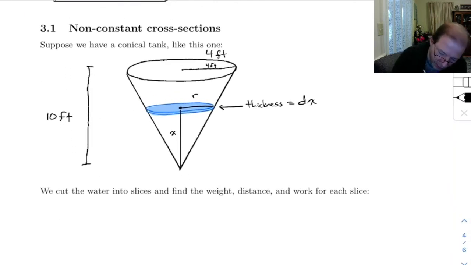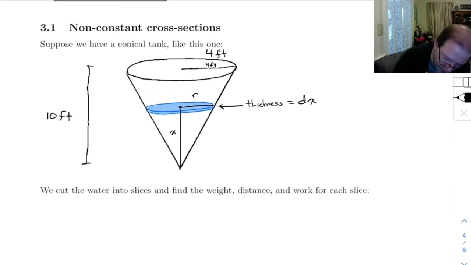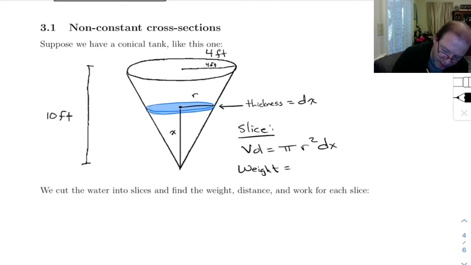And we know that the volume of the slice is going to depend on r. The volume is going to be pi times r squared times dx. And the weight is going to be 62.5 pi r squared dx. Why 62.5? 62.5 is the weight density of water in pounds.